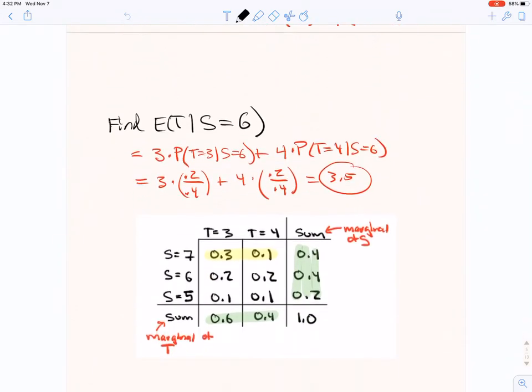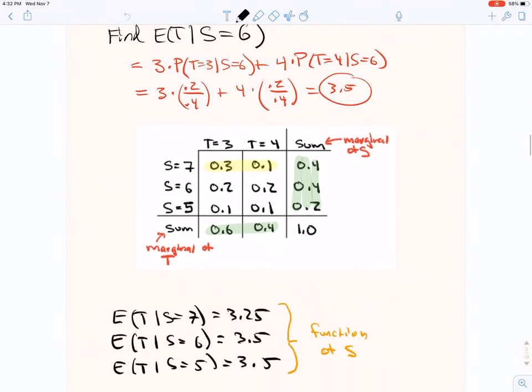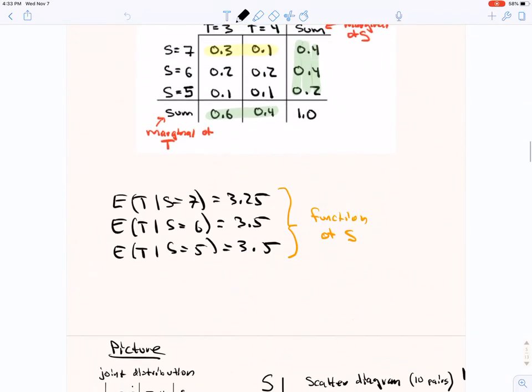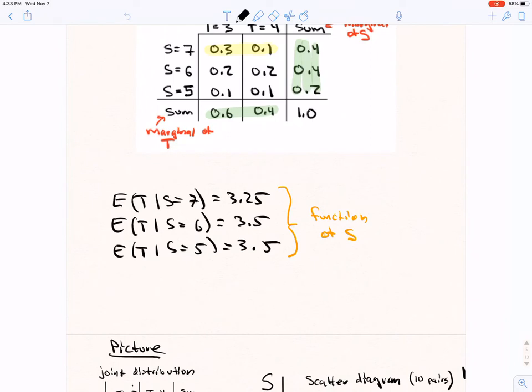So I gave you another one to practice here. You all did this great. And so what we see here is that the expectation of T given S is 7, S is 6, S is 5, this is a function of S. So that's a little funny, but these conditional expectations are functions of what you're conditioning on.